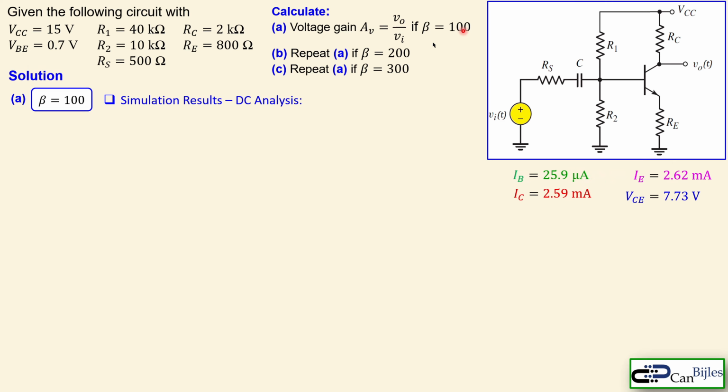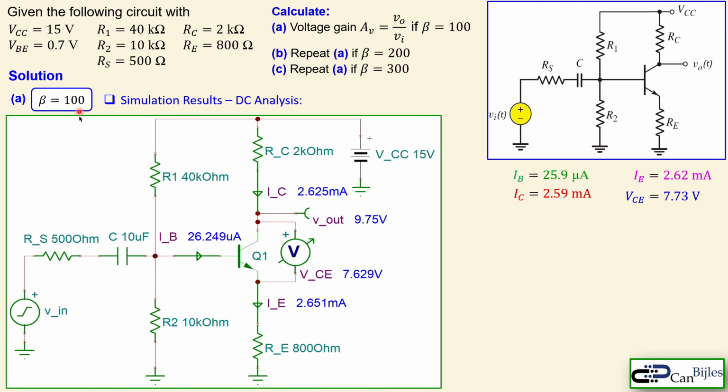Let's look at the DC analysis in the simulation results for specifically beta is 100. This is the simulation circuit. You see the IB, IC, and IE, and also the VCE, and also the voltage at this node. This is extra information. You see what we have calculated, and you see what we see in our simulator. So it is very close. This is 26.2 approximately, this is 25.9, and you see 2.63 approximately milliamps. That's also what we have approximately. So very close to what we have calculated. So that is verified for our DC analysis.